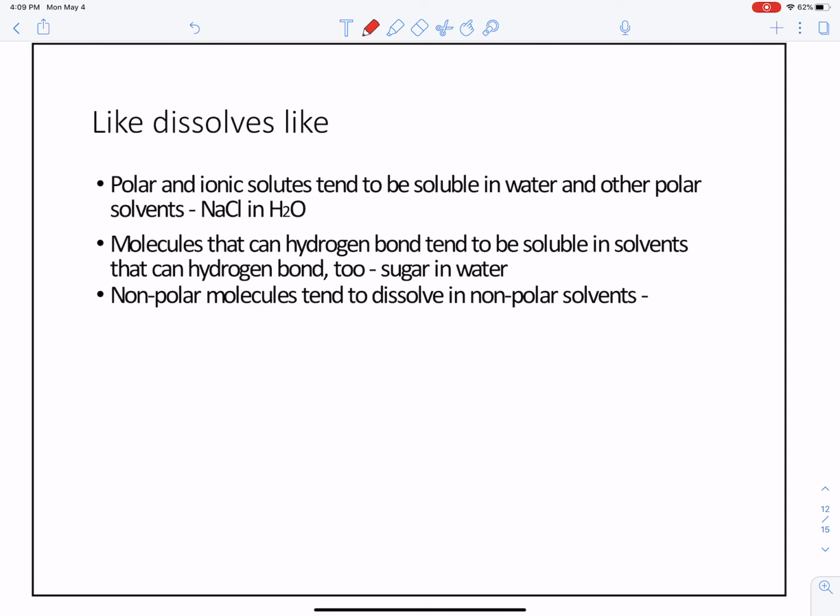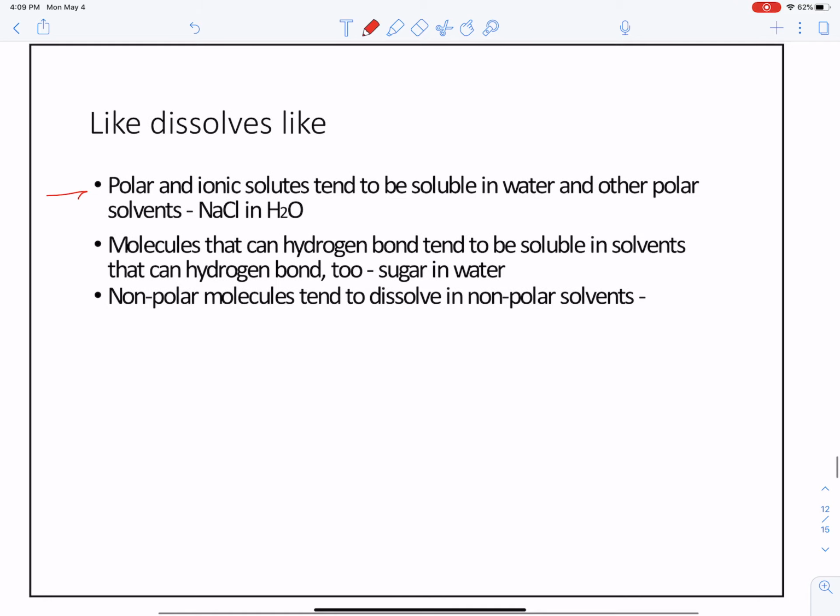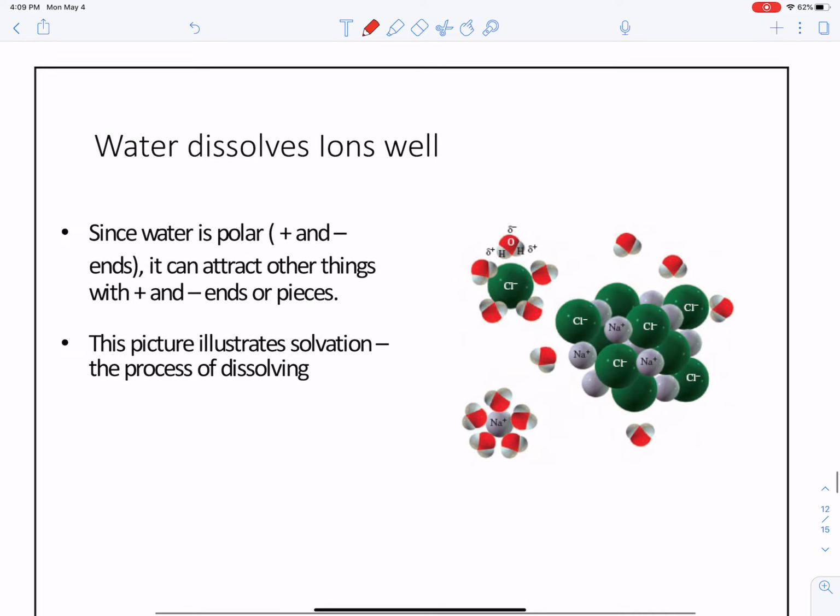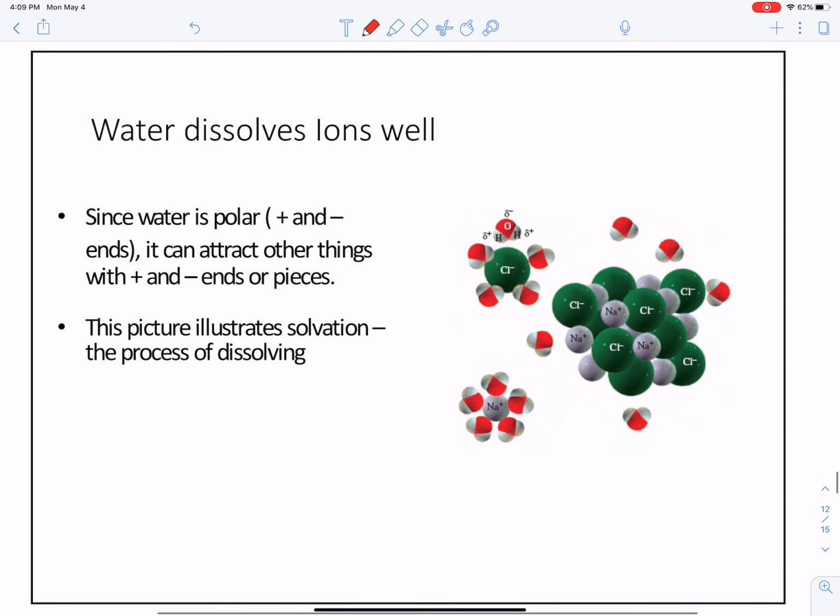As I said earlier, like dissolves like. Polar and ionic solutes can be soluble in water. Remember this. Things that are nonpolar, like gasoline, dissolve in nonpolar solvents. In fact, there's actually a number of murder mysteries that are based on that concept alone.